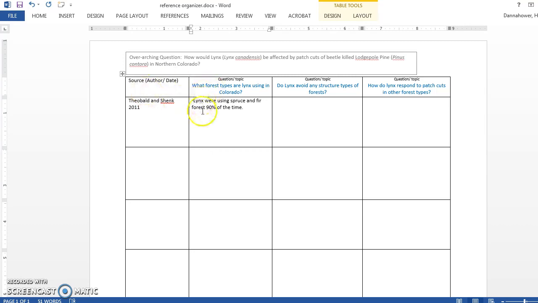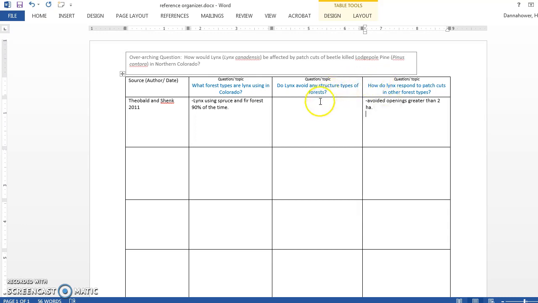And remember here too, these are your notes. You want to be as concise as possible. I don't need a complete sentence. I could just put lynx using spruce fir forest 90% of the time. Maybe as I read on, I find that lynx avoided openings greater than, let's see, no, that wouldn't be where I'd want to put that. Lynx avoided openings falls under here. So avoided openings greater than 2 hectares, maybe. I'm making this information up, remember.